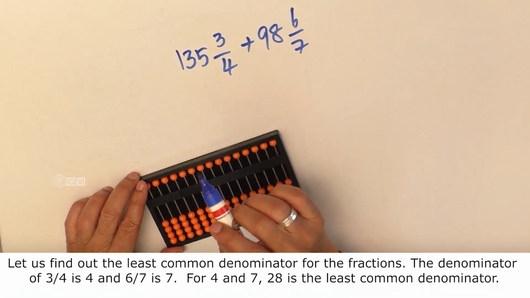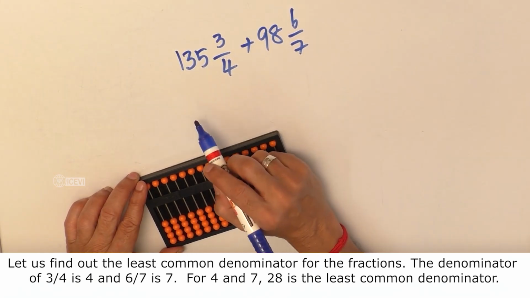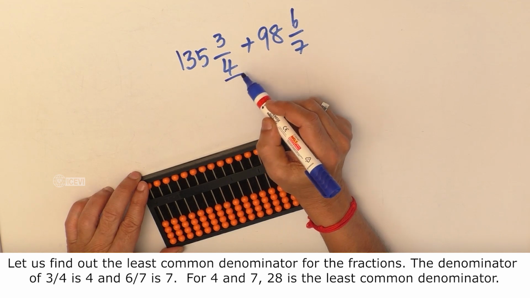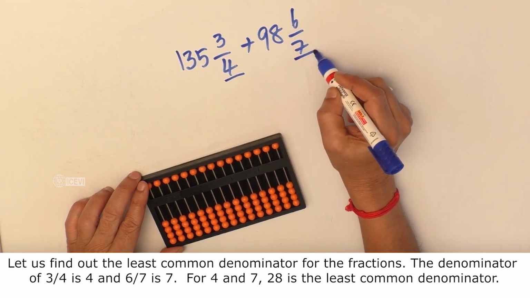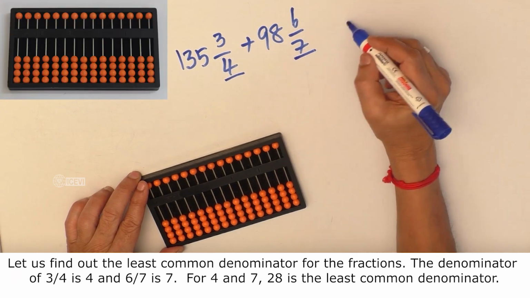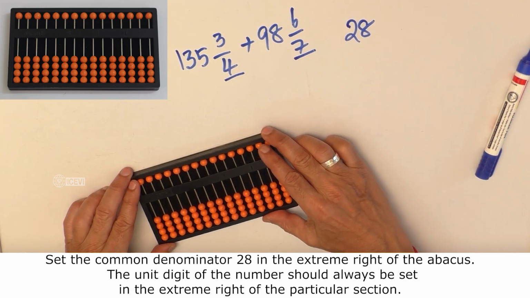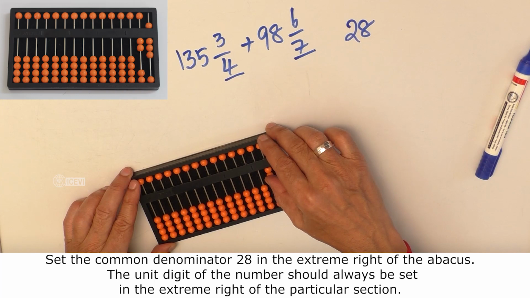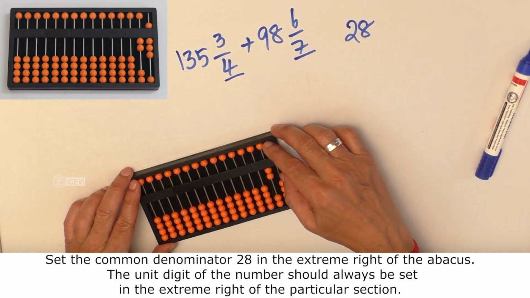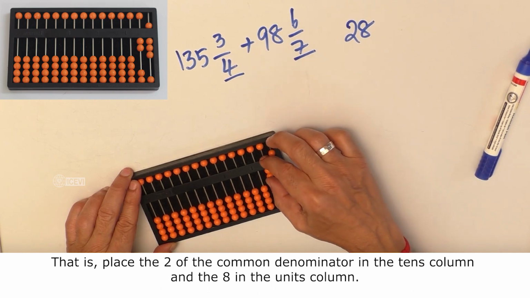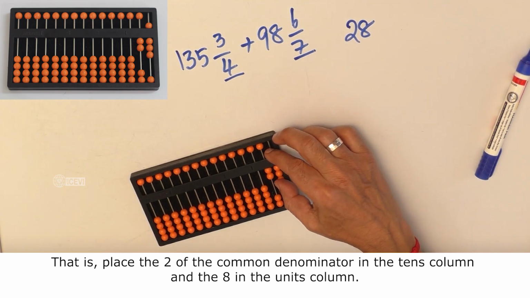Let us find out the least common denominator for the fractions. The denominator of 3 by 4 is 4 and of 6 by 7 is 7. For 4 and 7, 28 is the least common denominator. Set the denominator 28 in the extreme right of the abacus. The unit digit of the number should always be set in the extreme right of the particular section. That is, place 2 of the common denominator in the tens column and the 8 in the units column.